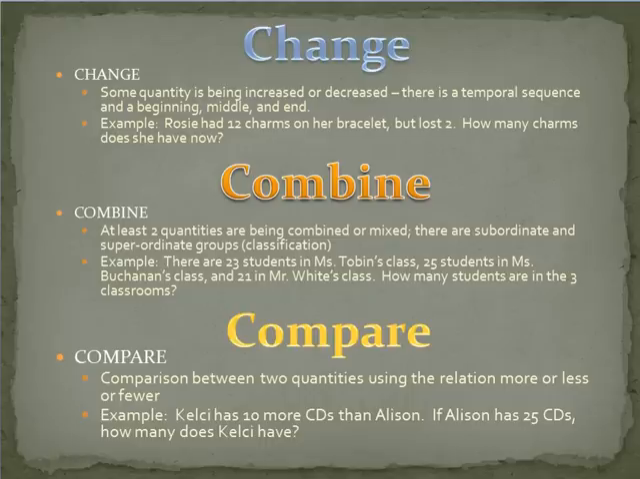Combine is taking 2 quantities, combining them or mixing them. And an example of this would be that there are 23 students in Ms. Taubin's class, 25 students in Ms. Buchanan's class, and 21 in Mr. White's class. How many students are in the 3 classrooms?